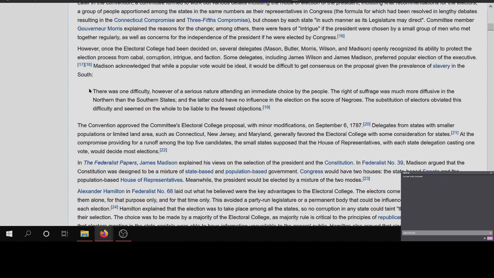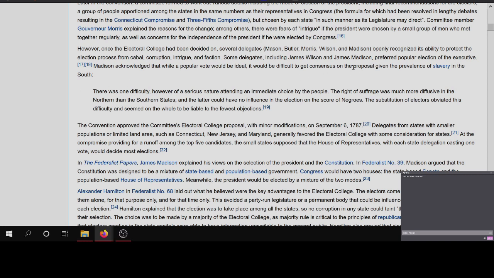Oh yeah, this is one reason why they decided on it. There was one difficulty, however, of a serious nature attending an immediate choice by the people. This is a James Madison quote. The right of suffrage was much more diffusive in the northern than the southern states, and the latter could have no influence in the election on the score of Negroes. The substitution of electors obviated this difficulty and seemed on the whole to be liable to the fewest objections. So this is what James Madison stated on it.